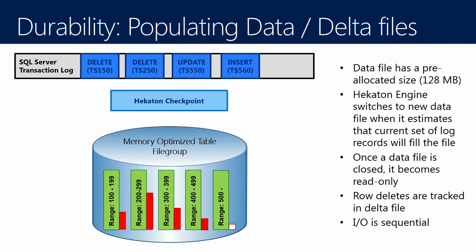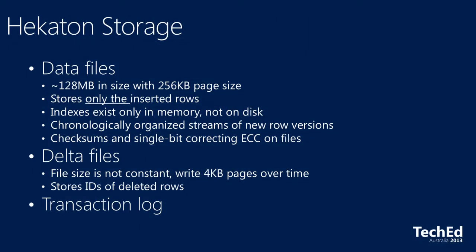The idea here is we're going to use this information to load the database into memory. Again, at 128 megabytes or thereabouts, we cut things off, and then any row modification, in other words, a delete, is happening via this delta file. All I/O is sequential, trying to take advantage of the hardware in the best possible way. So this is the Hackathon storage for the durability aspect.